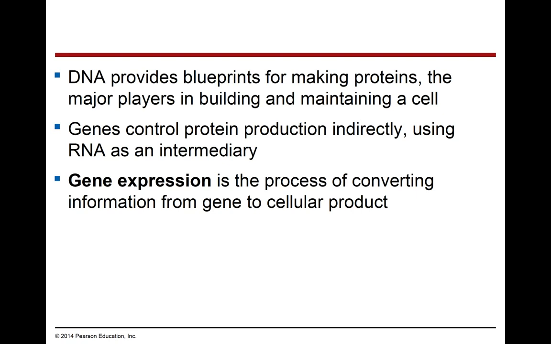So we know that DNA is made of chromosomes, which carry genes, and genes give directions for making proteins. Now, proteins are wonderful macromolecules, larger molecules that are either structural or enzymatic. So they either help to build you or help to do a process within your cells and in your body. So genes control protein production indirectly using RNA as an intermediary. So basically, DNA has to be copied into RNA, which can then go make a protein. That's the central dogma of biology. DNA to RNA to protein is the central dogma of how information is transferred around your cells.